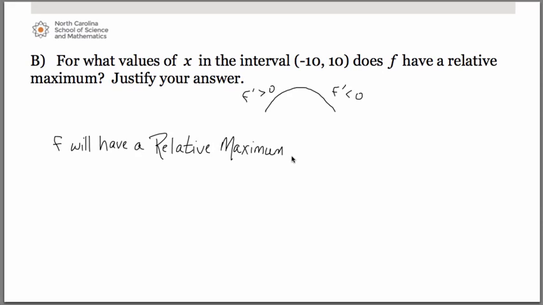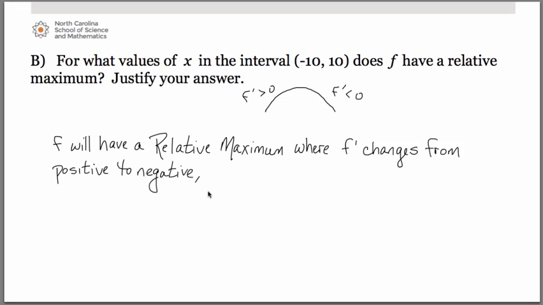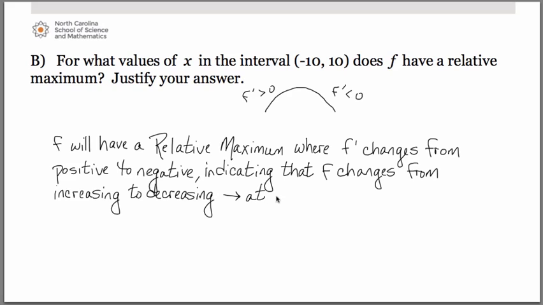Remember, we talked about the need to create a link between what we're seeing on the derivative graph and what that tells us about the original function. f is going to have a relative maximum where f prime changes from positive to negative. Remember, we want to create the link. So if f prime is changing from positive to negative, that means the original function f is changing from increasing to decreasing. And that's what creates the relative maximum. And as we said, that occurs at x equals -1 and at 8.